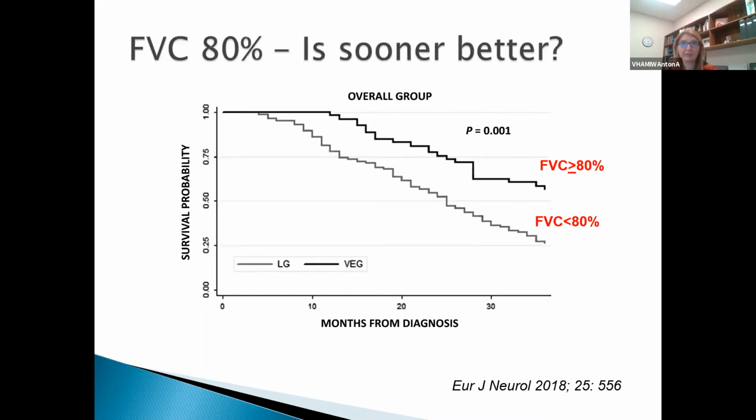And I alluded to the fact that maybe 50% vital capacity, when to consider the initiation of non-invasive ventilation, maybe it's too late. And it's not that it's too late, but it can be much better. And this is one of the studies from Europe that showed that in patients that start the non-invasive ventilation when their forced vital capacity is above 80%, it has a survival advantage. So you can see the difference.